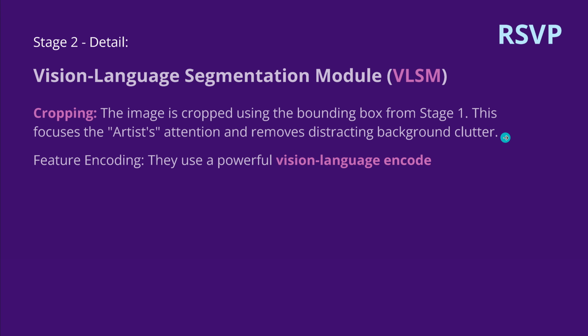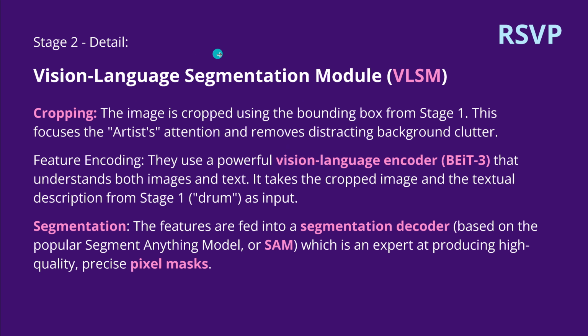And stage 2 is easy. You just use the vision-language segmentation module that you know. You crop the image to the region of interest. You use a vision-language encoder, a BEiT-3, and then you have a segmentation. You have your classical SAM model, and in the end, you have an expert, precise pixel mask of the object.